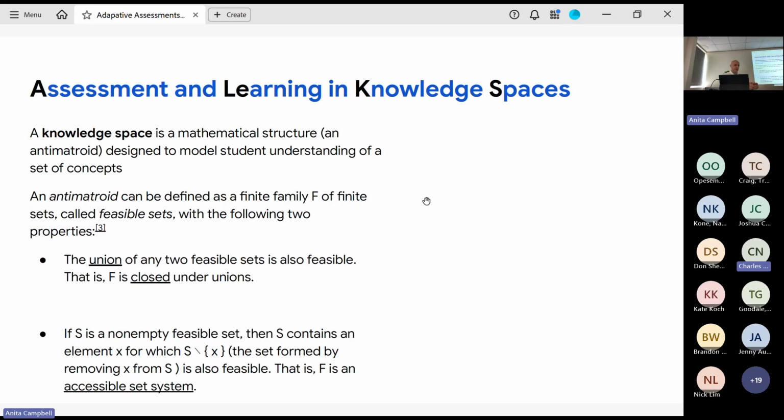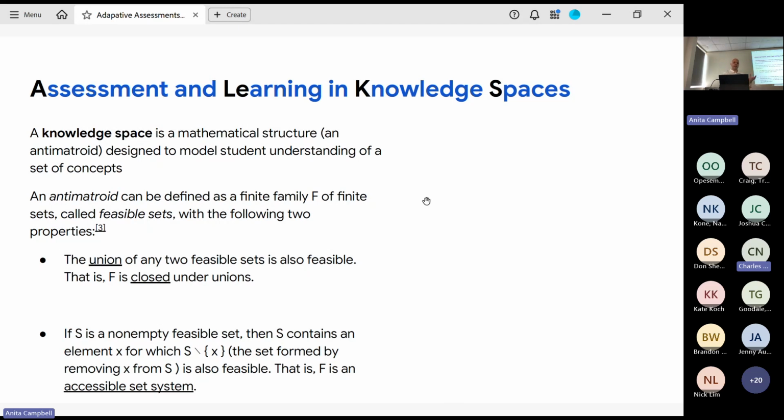It's a set of all the concepts that you could learn and a family of subsets of that set that are the permissible or the feasible subsets that a student could learn. So if a student can solve a system of linear equations, they can probably solve a single linear equation, right? So it would be unreasonable for a student to be able to solve a system of linear equations, but not also a simpler, highly related problem.